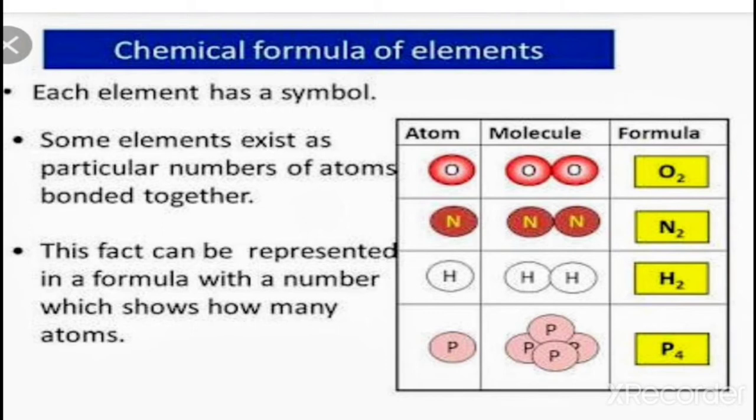This is the chemical formula of an element. Here nitrogen has one atom, and in a molecule two atoms. N2 is represented here, N2, O2, H2, P4, four phosphorus atoms in a molecule.